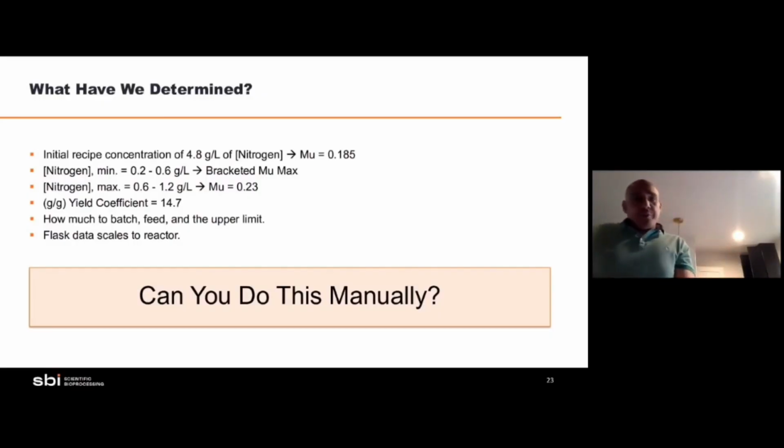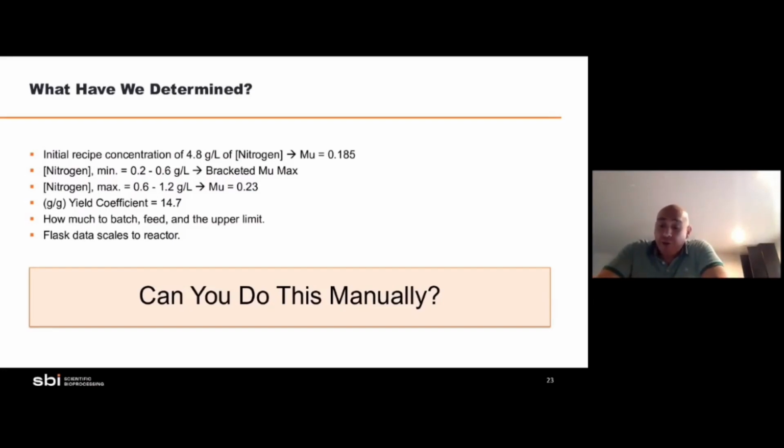Okay, so we have determined that our original recipe is about 8 times in excess for nitrogen, that this concentration is having a negative effect on growth in both the flask and the bioreactor. We have bracketed our potential mu max concentration, so the concentration at which we can achieve the maximum growth rate, where we can further test and optimize our nitrogen concentration for our process.